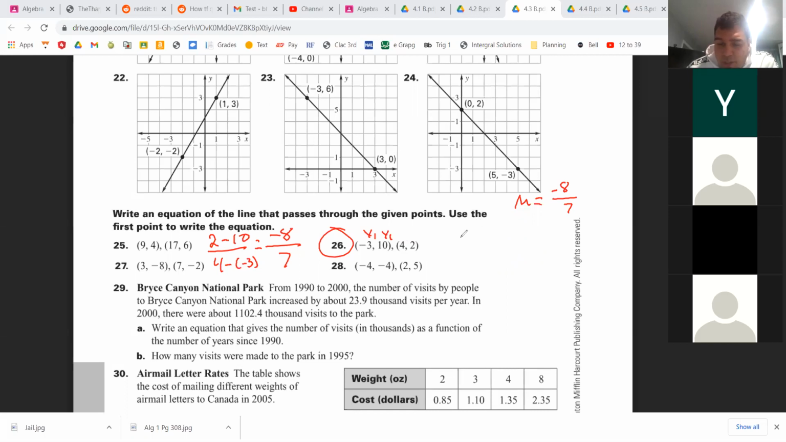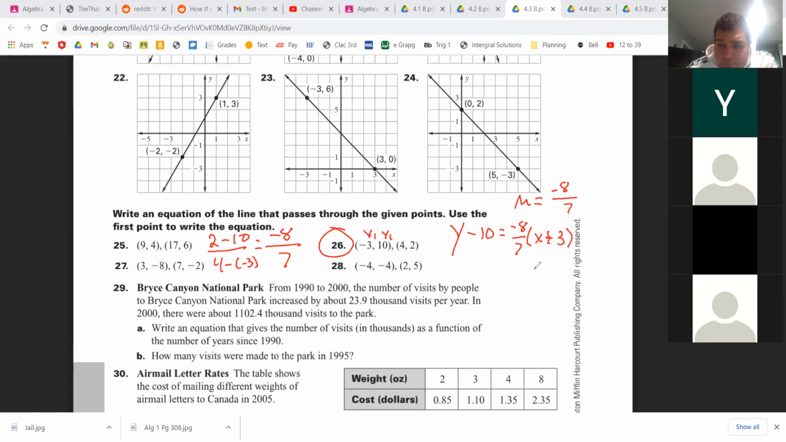You could choose either point. Y minus 10 equals negative 8 over 7 times x minus, instead of minus negative 3, I'm going to write plus 3. I prefer to fix the positives when you can. When you have a double negative, write x plus 3 instead of x minus negative 3. Like finish it off as x plus 3.